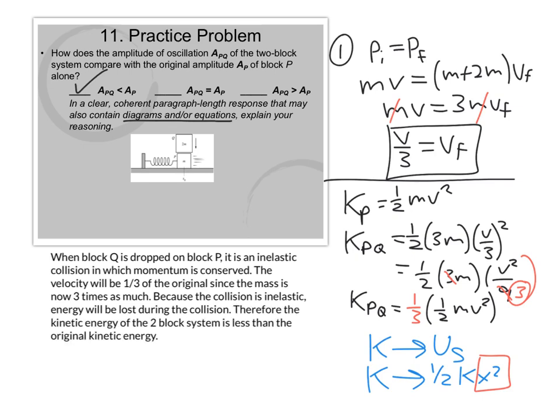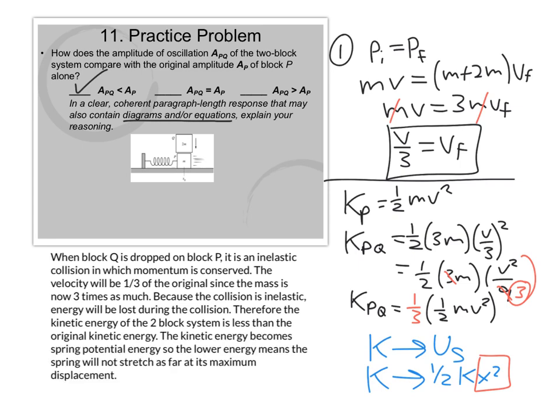That kinetic energy ultimately becomes our spring potential energy, and since it has decreased, it means that the spring cannot stretch as far at its maximum displacement when all of its energy is spring potential, and therefore that means that the amplitude of our two-block system must be less than the original. All right, and that last sentence is really important because that's the thing that ties everything back together. So you really want to make sure to get that final point, and that is one of the points for this problem, that final bit tying it all back together.